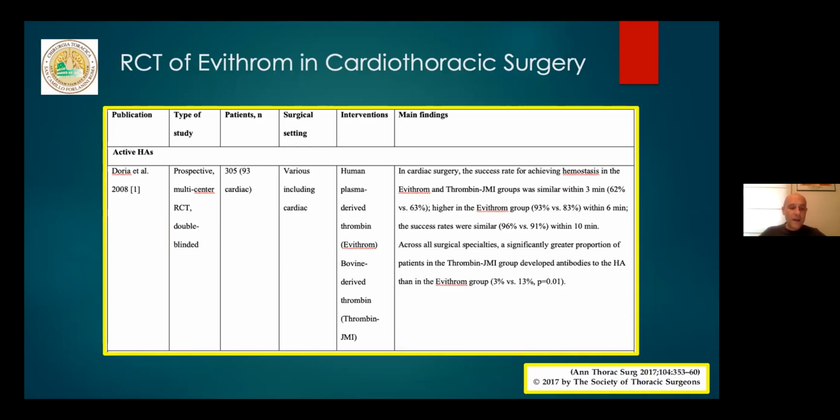The first one that you see is about the comparison between the topical human-derived thrombin, Evithrom, and bovine thrombin. Similar hemostatic success rates were reported, but the higher rate of antibodies in patients treated with bovine thrombin is the most important data to outline.